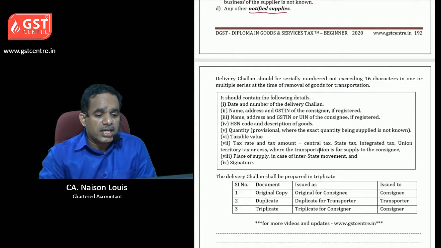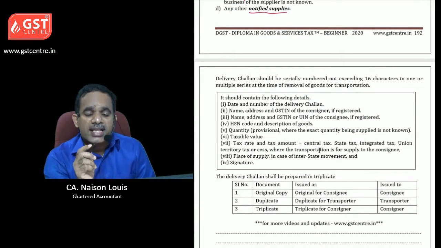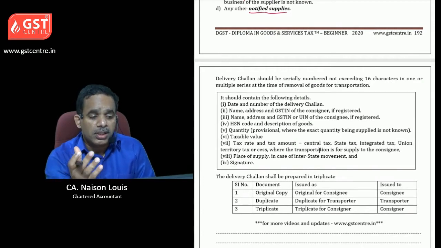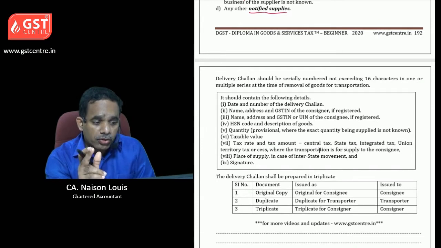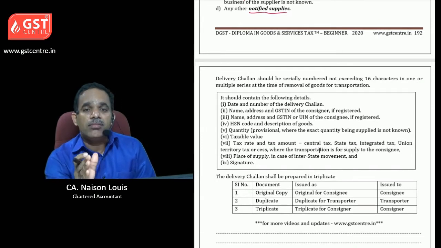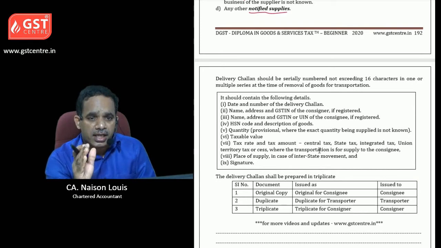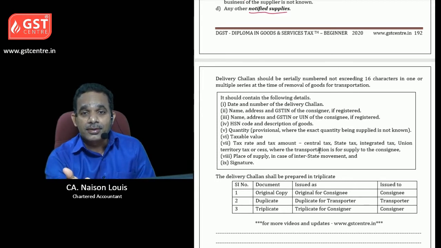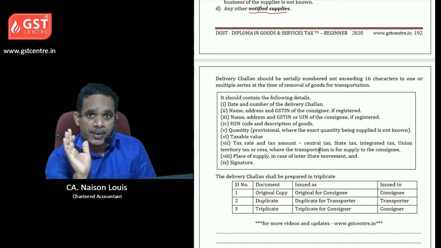Then delivery challan should be serially numbered, not exceeding 16 characters in one or multiple series at the time of removal of goods for transportation. It should include date and number of the delivery challan, name, address and GSTN of the consignor if registered, name, address and GSTN or unique identification number of the consignee if registered. See, there is no seller or buyer. It is only consignor and consignee. Why? It is not a supply.